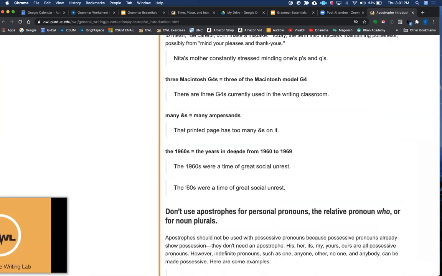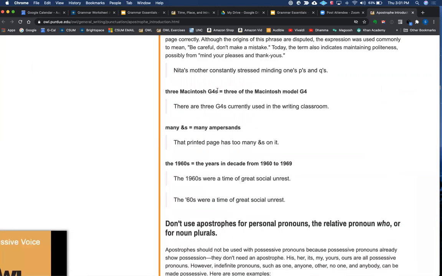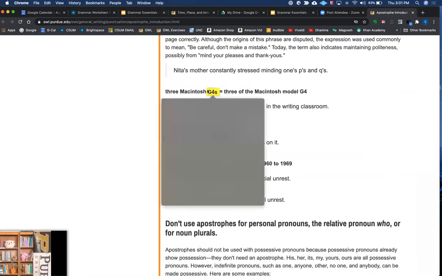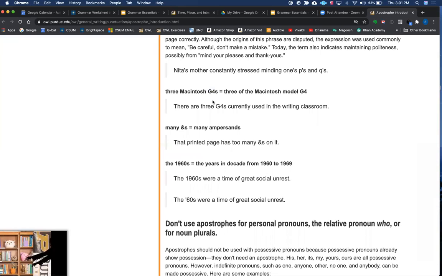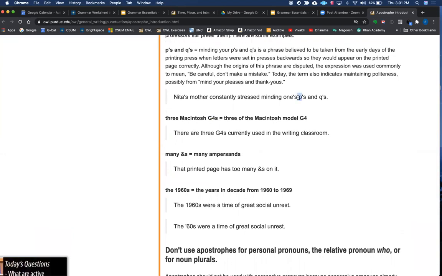So there's a couple of pretty crazy things. Like, what do you do with multiple Macintosh G4s, right? What you do is, if it's a digit like 4 or a capital letter, you don't put an apostrophe before the S. If it's a symbol like the ampersand, you don't put an apostrophe, but you do put an apostrophe if it's a lowercase letter.